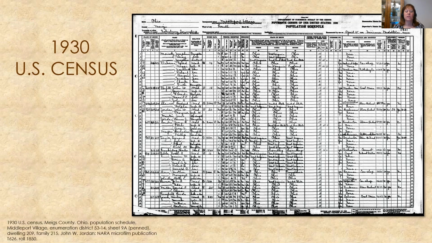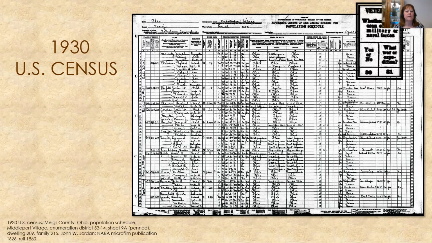But of importance for the genealogists, the 1930 census added columns 30 and 31 relating to veterans. The question to be asked was whether a veteran of U.S. military or naval forces. In column 30, the census taker recorded yes or no. If the answer was yes, then in column 31, the census taker was asked what war or expedition, and he was to record the answer.